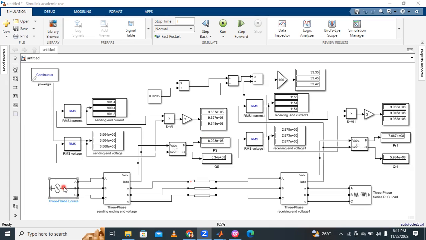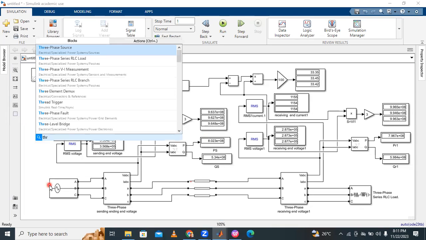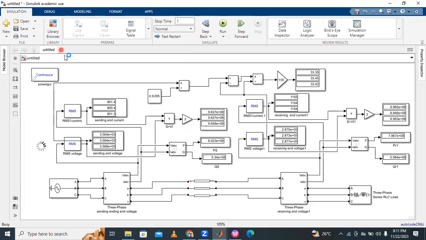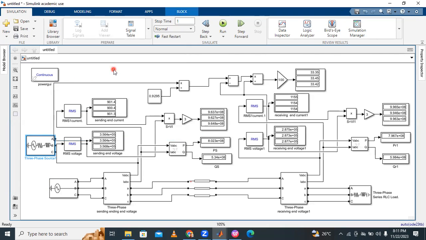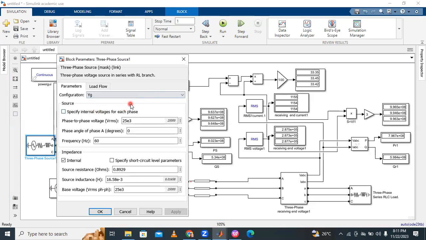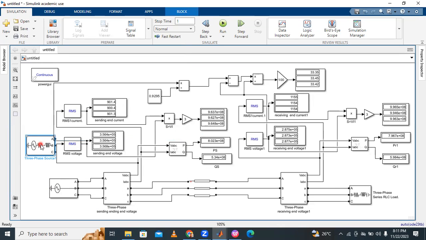This is called the three-phase source. So in MATLAB, enter the three-phase AC voltage source like this. By placing the three-phase source in this drawing sheet, the MATLAB worksheet, you will get it like this. Open this three-phase source and set values according to our requirements, according to our problem.